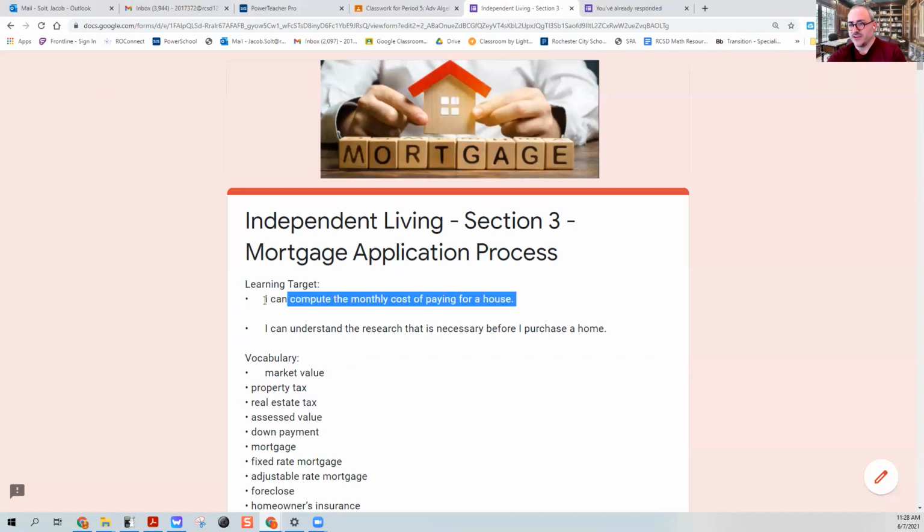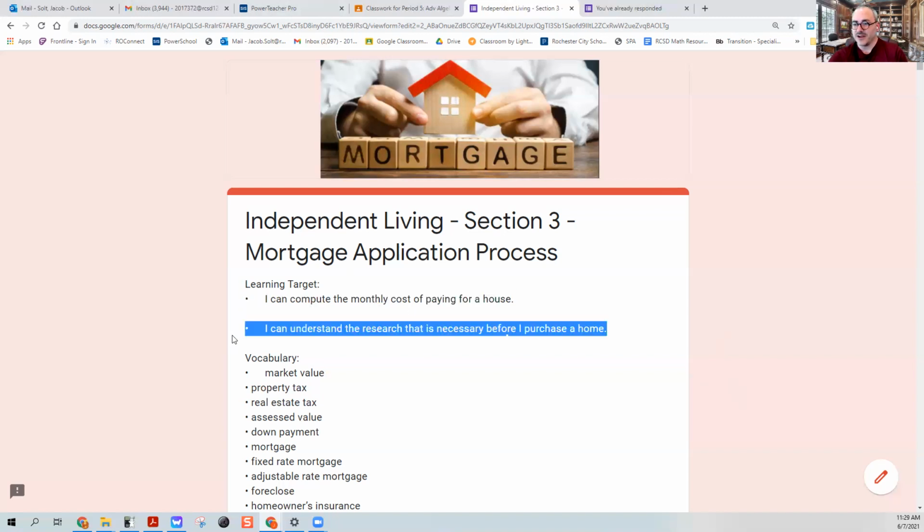That's pretty much what we were doing in terms of computing the monthly cost of paying for a house. We haven't even gotten to utilities yet. Woo, that's a whole different thing. We probably won't get to it this year. But that's just like the taxes, the insurance, the mortgage.